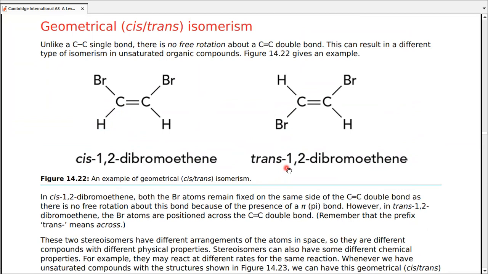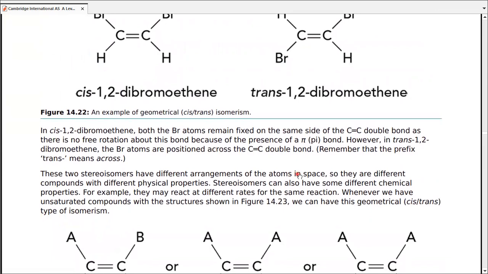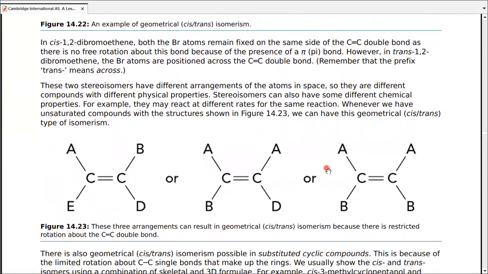The examples are given in A2 part of the book. This is how different they can be. All right. Did you get my point? Yes. That's how different they can be.